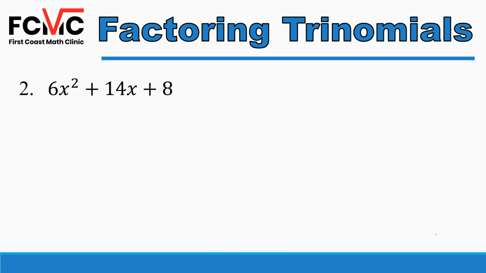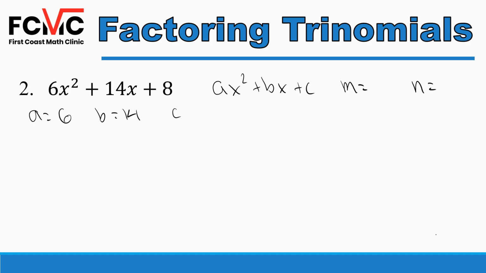So number 2 is 6x squared plus 14x plus 8. Again, our general form, ax squared plus bx plus c. We want to find m and n. So a is 6, b is 14, and c is 8.